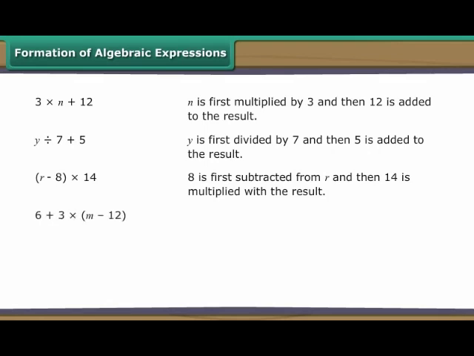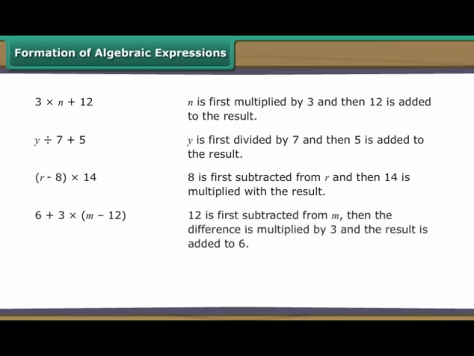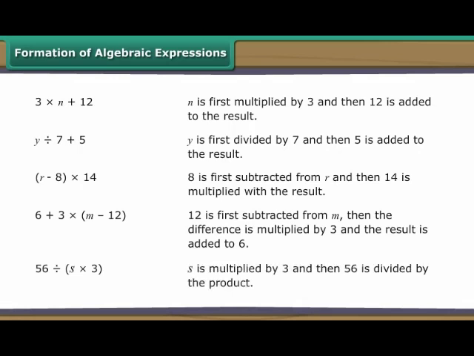6 plus 3 into (m minus 12): 12 is first subtracted from m, then the difference is multiplied by 3 and the result is added to 6. 56 divided by (s into 3): s is multiplied by 3 and then 56 is divided by the product.